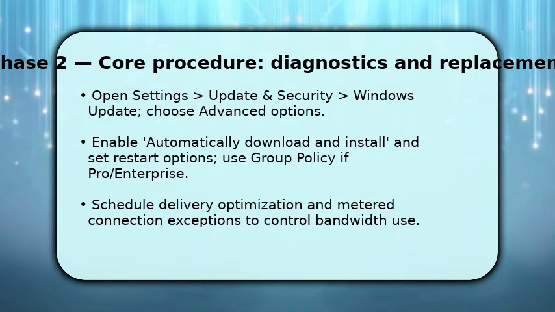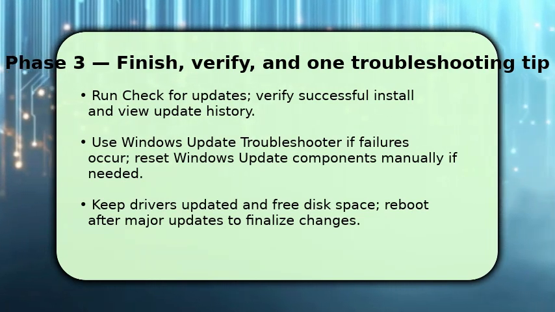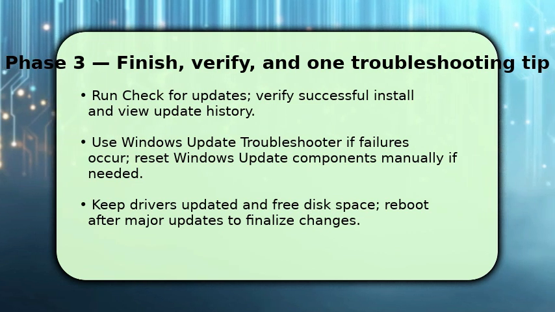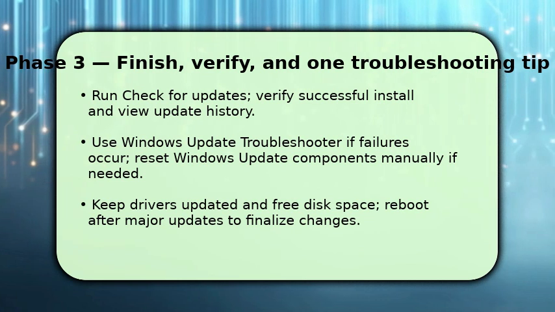This ensures updates happen reliably. Finish by running Check for updates and confirming installations in Update History. That verifies automatic settings are effective. If an update fails, run the Windows Update troubleshooter.